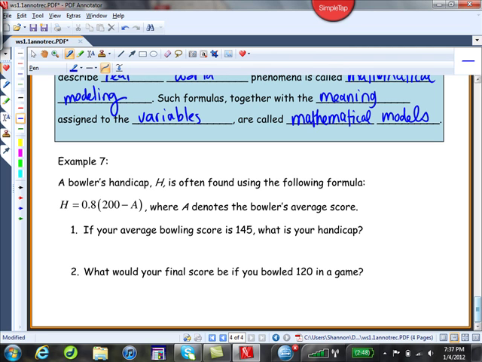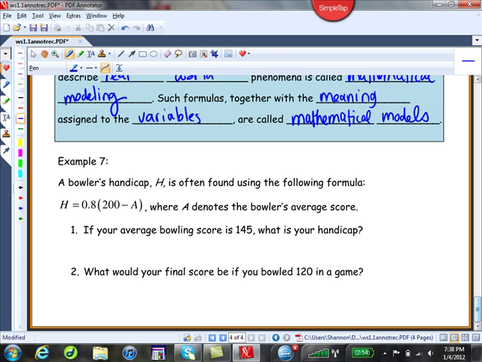All right, so our last example for this section. A bowler's handicap, which is denoted by H, is often found using the following formula. H equals 8/10 times the difference of 200 and A, where A denotes the bowler's average score. So basically for a handicap, you want to kind of even things up. All right, so if your average bowling score is 145, let's figure out your handicap.